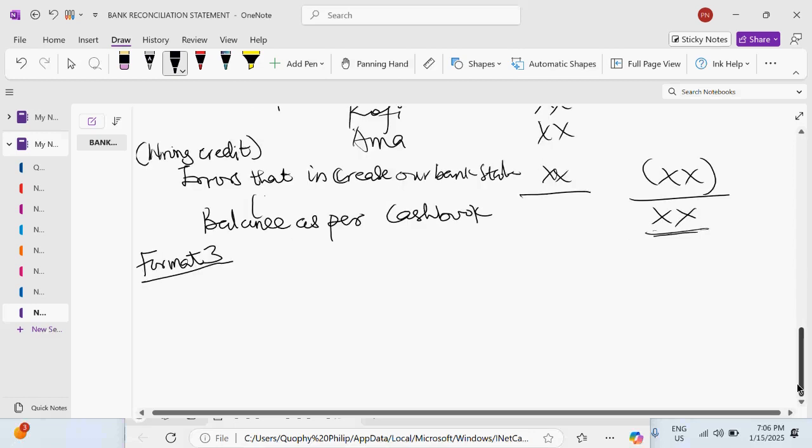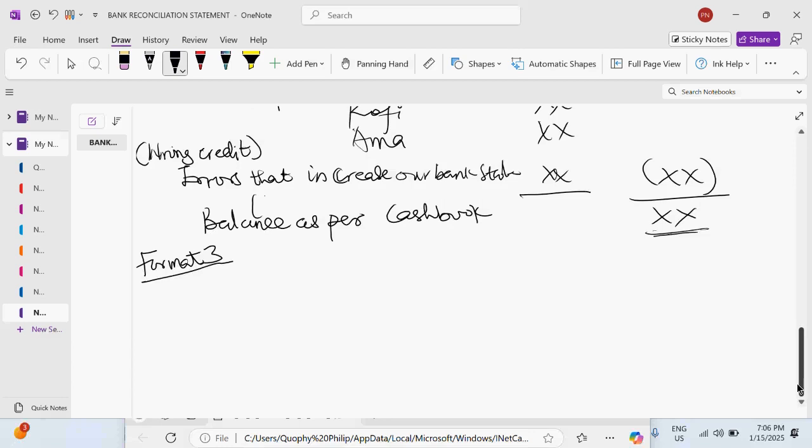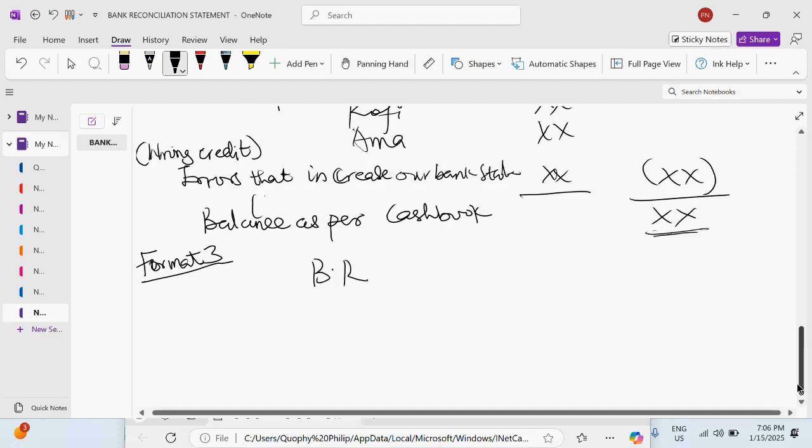Format 3 is saying that I want you to look at the format before we continue, so that if you get any question under bank reconciliation, you have to kill it. Because bank reconciliation statement is a bonus topic. It should even be part of the first questions that you answer. So the bank reconciliation statement for this will be when there is an overdraft.